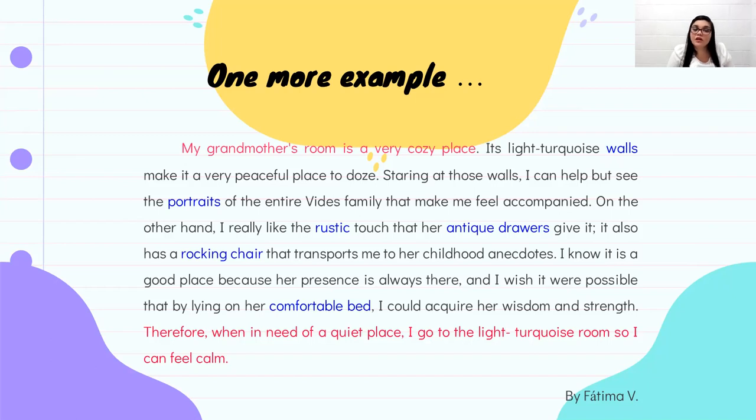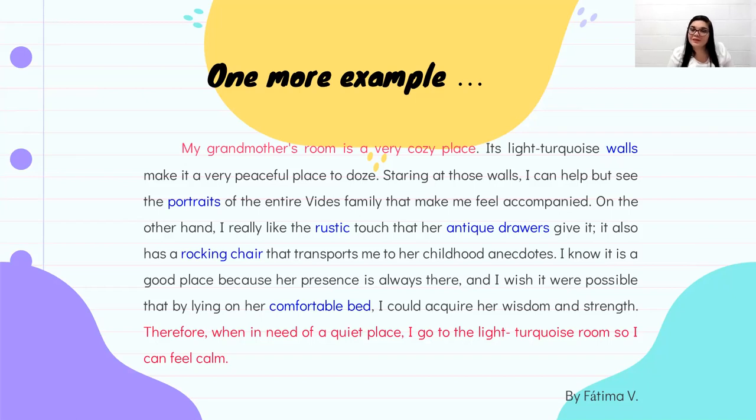It also has a rocking chair that transports me to her childhood anecdotes. I know it is a good place because her presence is always there, and I wish it were possible that by lying on her comfortable bed, I could acquire her wisdom and strength. Therefore, when in need of a quiet place, I go to the light turquoise room so I can feel calm.